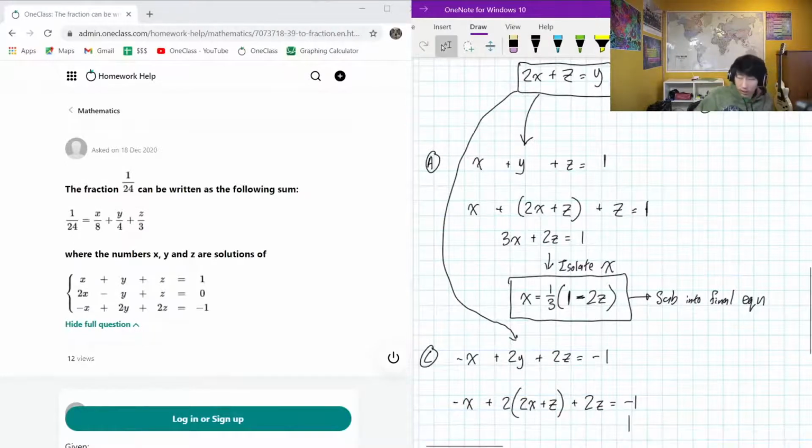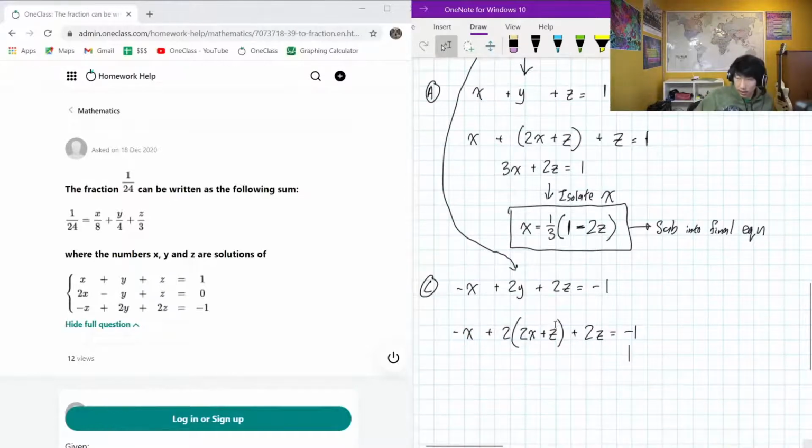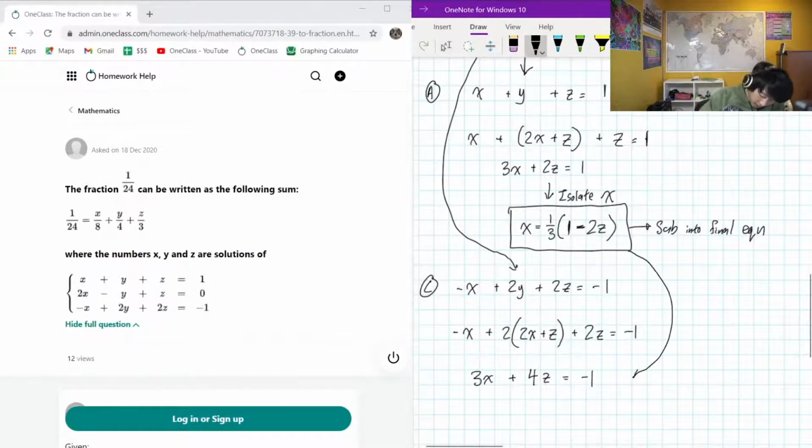Okay, so we can expand this out to be 3x plus 4z is equal to -1. And that's just by doing 2 times 2x minus x. That's going to be 4 minus 1x, so 3x. And then 2z plus 2z, 4z minus 1. And the x is here. We're trying to isolate this.